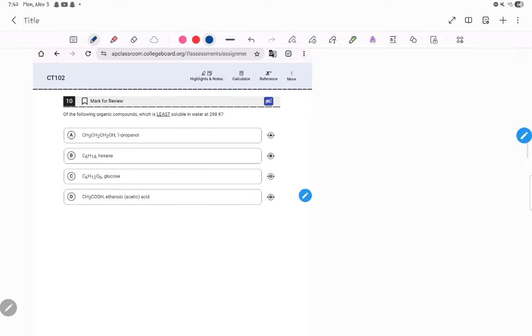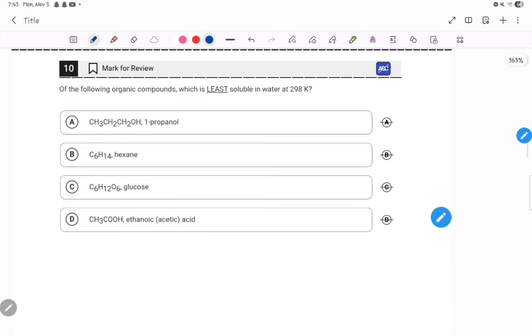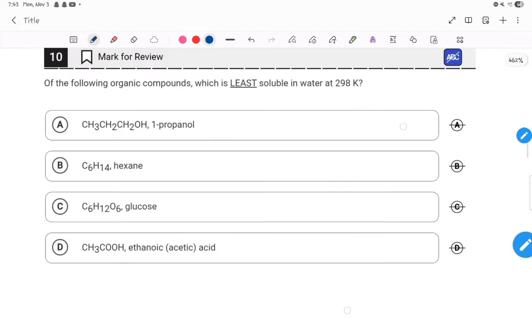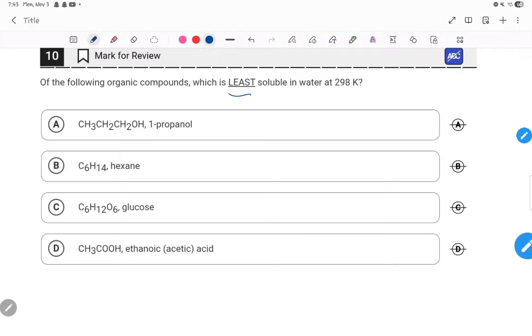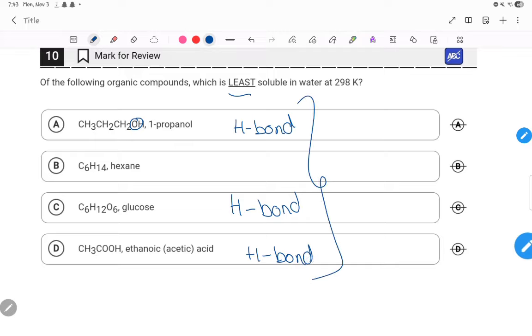What does it say in question number 10? Of the following organic compounds, which is the least soluble in water? Directly, when you see least soluble in water, you need to think which one of these has the weakest forces, okay? This one, looking at it directly, you see that it has a hydrogen bond because it's asymmetrical and it has oxygen. This is also asymmetrical and it has oxygen, so it has a hydrogen bond. This as well is asymmetrical and it has oxygen, so it has a hydrogen bond. So all 3 of these have a hydrogen bond, except for this one. It does not have oxygen, it does not have fluorine, it does not have nitrogen. So for sure, this is going to be the least soluble in water.